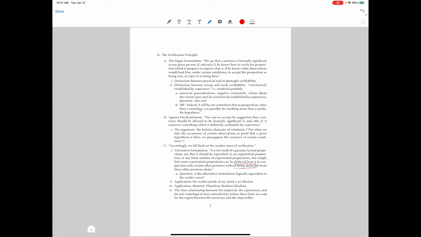So you've got to look at what can be deduced. And then he applies it to various metaphysical debates. And he points out, you can't deduce anything about experience from these metaphysical positions. Monism, pluralism, realism, idealism, whether the world outside the mind is an illusion. I don't know which we should call that, maybe fictionalism. Probably not. Fictionalism has a defined sense that isn't what this is expressing. So we probably need illusionism. I don't know what we should call it. In any case, the close relationship between the empirical, the a posteriori, and the non-tautological is what's central to Ayer's discussion here. That's the positivistic epistemology in summary form that I began with the color chart.